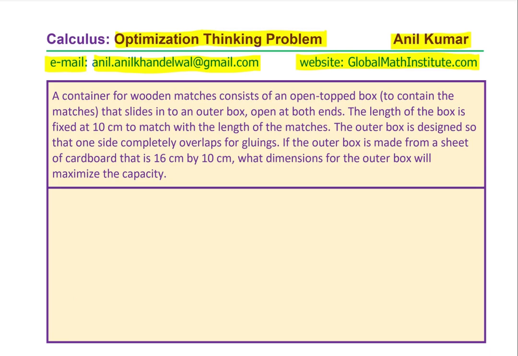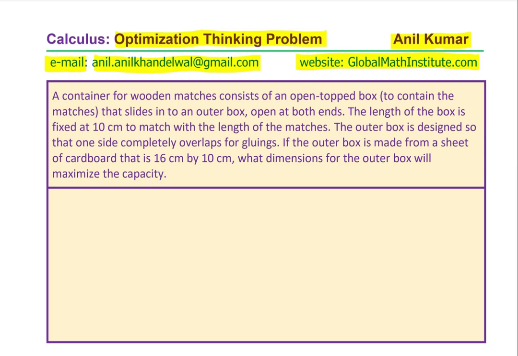You may have to read the question twice. So what are we trying to do here? We want to make the open box in which the matches can be placed, and the length of the matches is given to us. It is being made from a sheet of cardboard. The outer box is designed so that one side completely overlaps for gluing. Very important line. If the outer box is made from a sheet of cardboard that is 16 centimeters by 10 centimeters, what dimensions for the outer box will maximize the capacity?